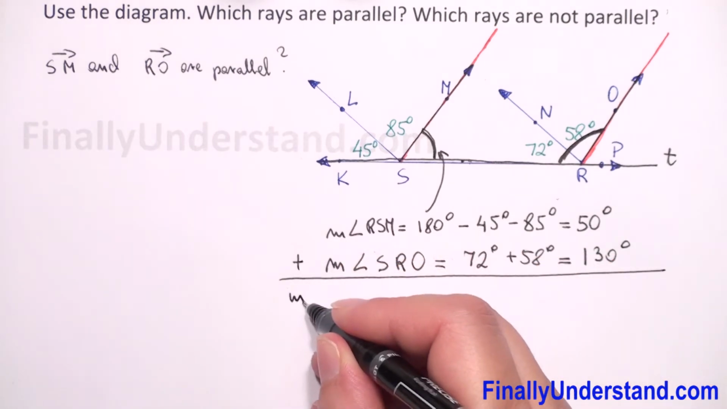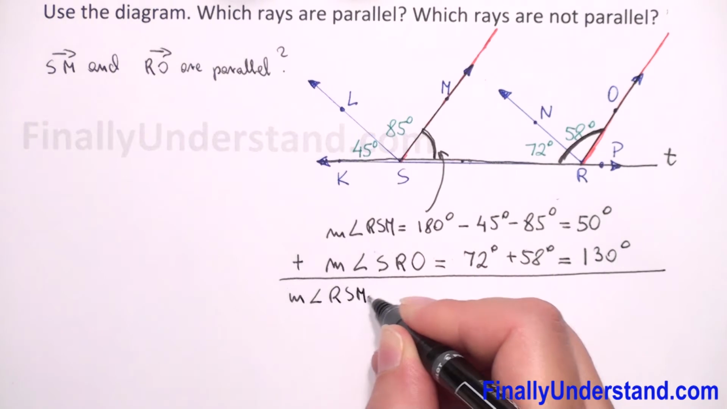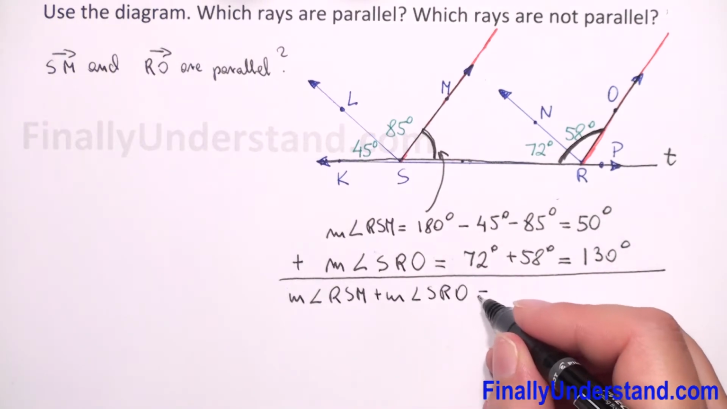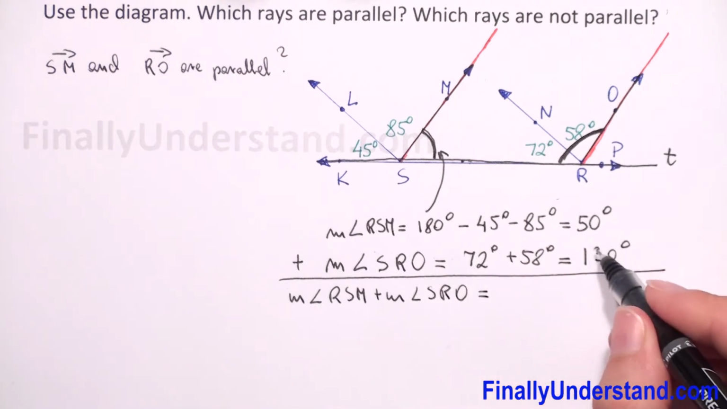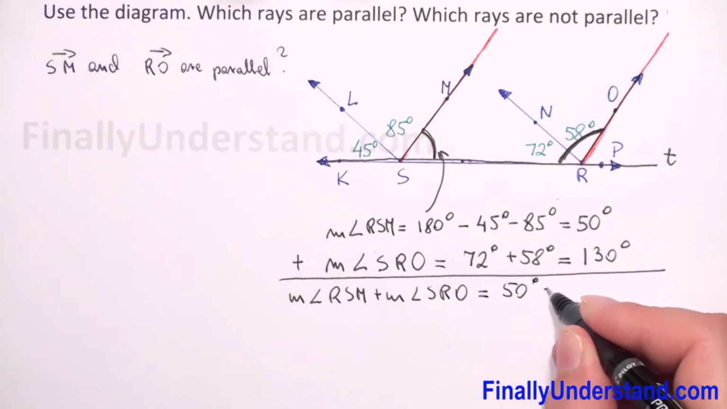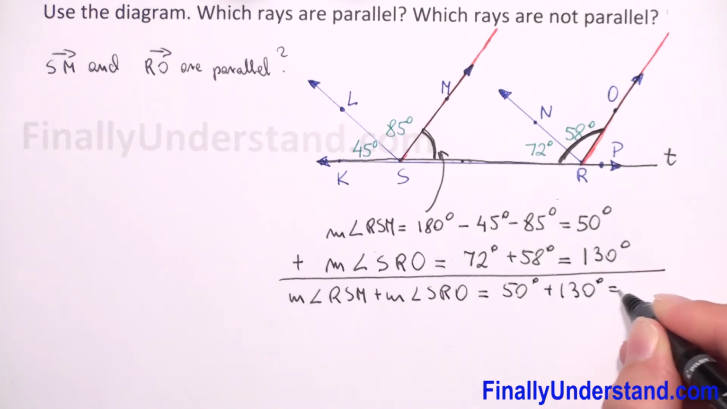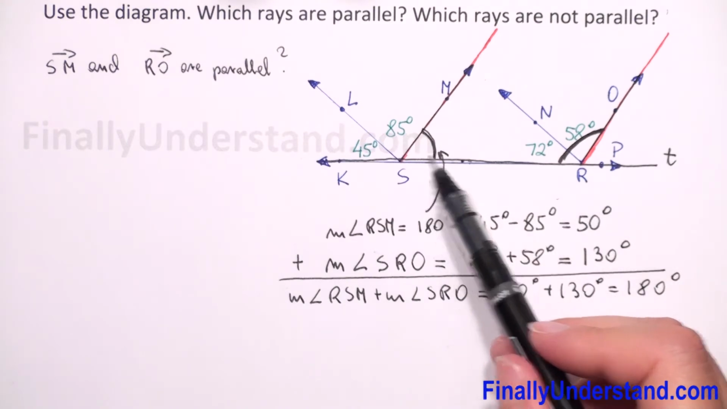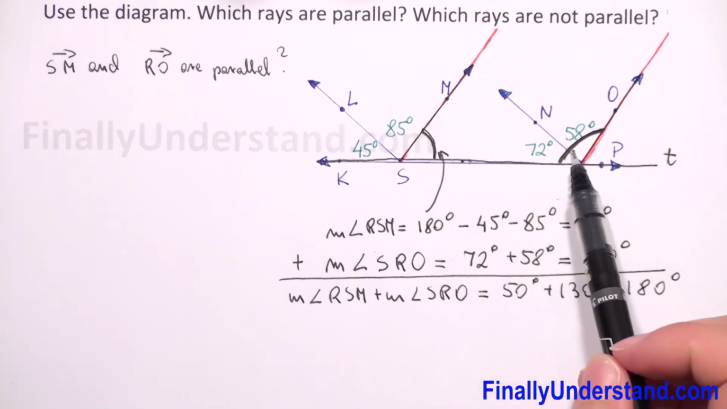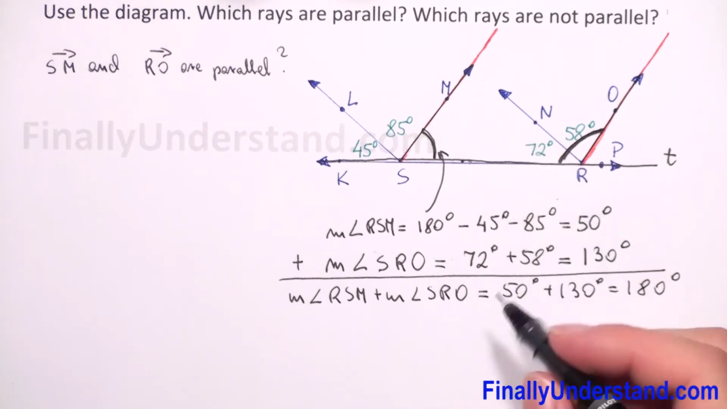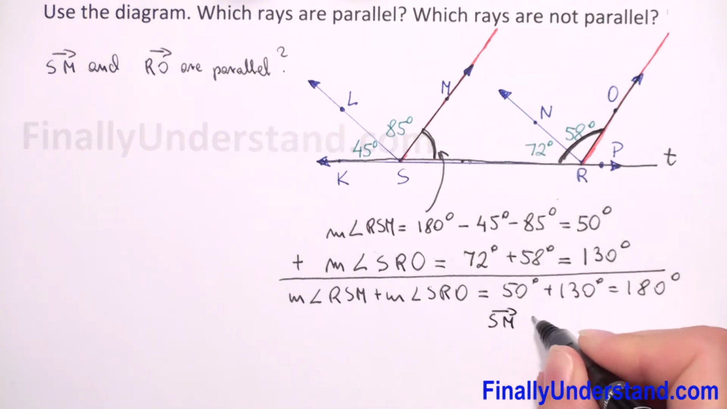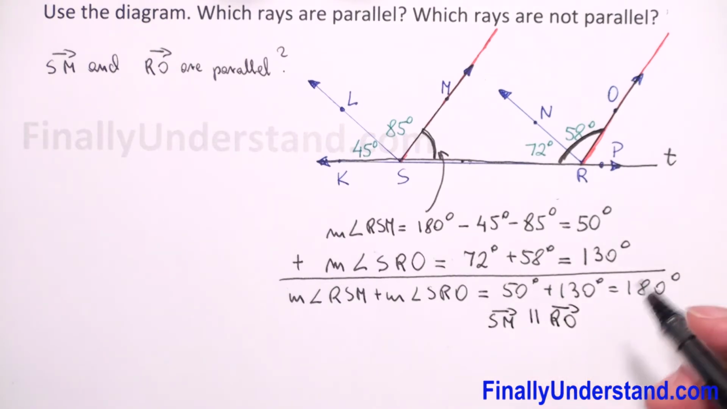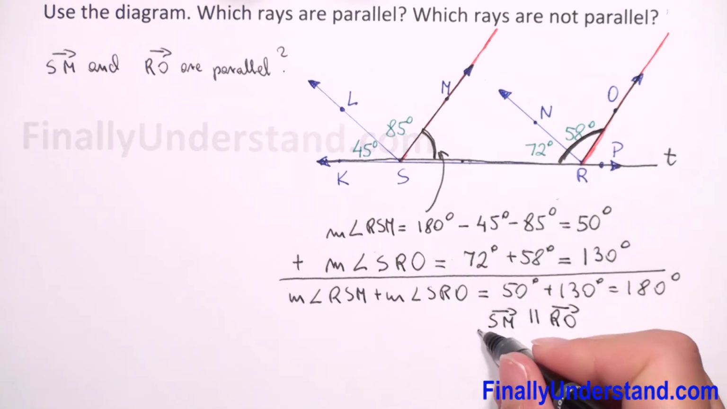Let's add this. So we have the measure of angle RSM plus the measure of angle SRO equals 50 degrees plus 130 degrees. So this is 180 degrees. We got that these two angles are supplementary. It means that ray SM is parallel to ray RO. So we have answered the first question.